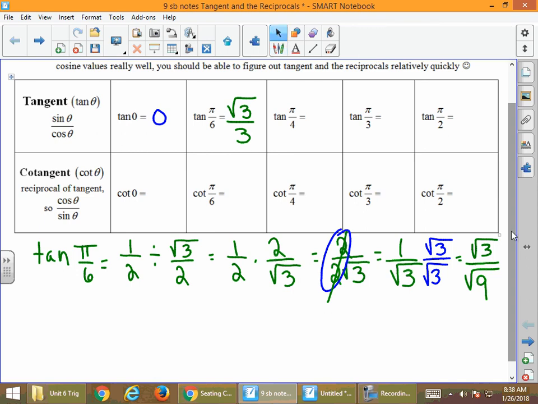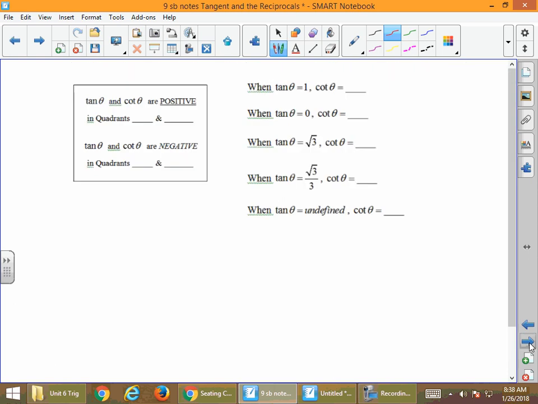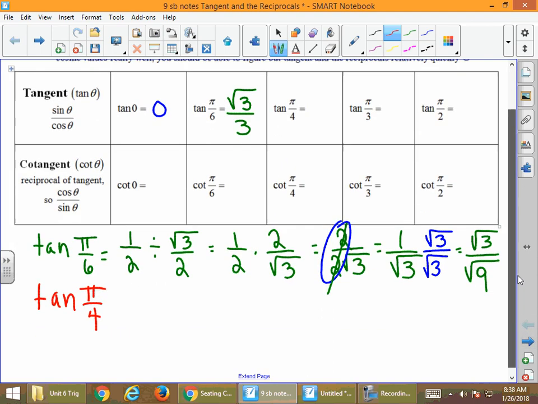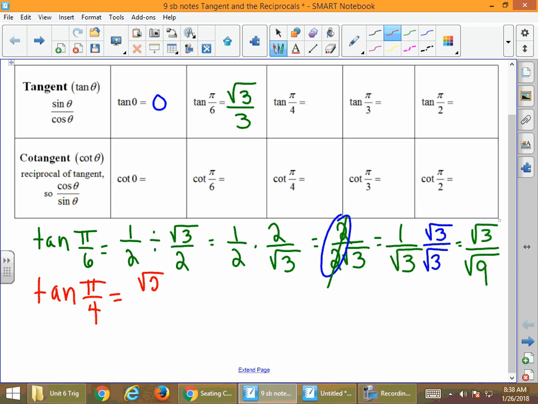If we look at tangent of pi over 4, it won't be nearly as complicated on this one. Go into our unit circle because we can. It's on our paper here. It's sine, which is the y value at pi over 4, divided by the cosine value at pi over 4. So tangent, when we look at this, is going to be the square root of 2 over 2 divided by the square root of 2 over 2. Well, the square root of 2 over 2 divided by the square root of 2 over 2 is 1. And there's our value. We didn't have to do a lot of extra math there.